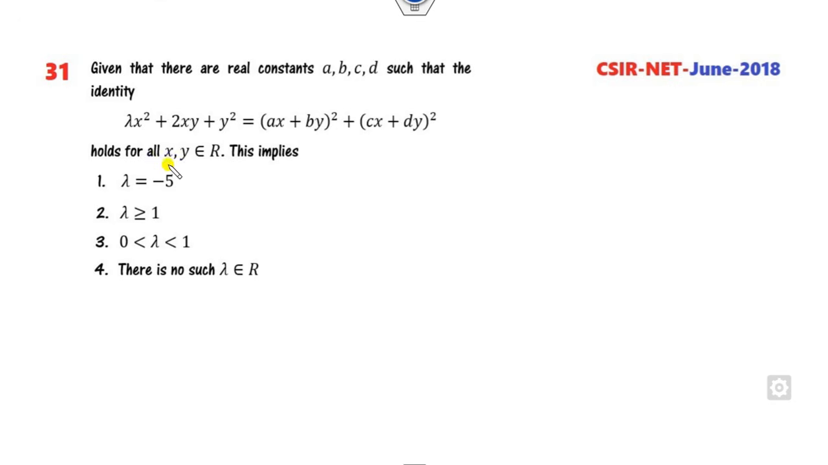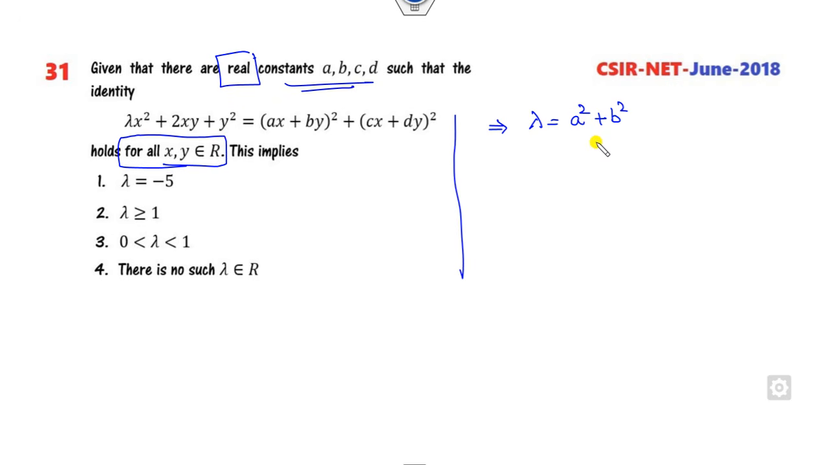Consider here A, B, C, D are real constants. This condition holds for all pairs of x and y. Then what is the value of lambda? That's very simple. If you equate the coefficients on both sides, it will be a square plus b square. Clearly, a square plus b square is always greater than or equal to 0. So the first option is cancelled out. A and b are real numbers, so there is no such lambda. That's a cancelled option. Now it can be 0, it cannot be.